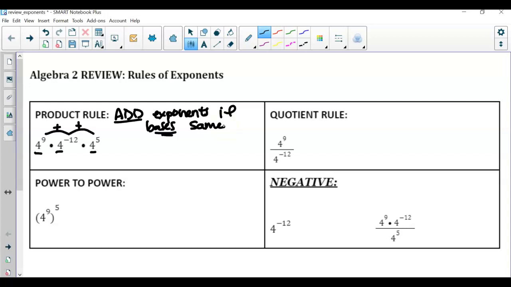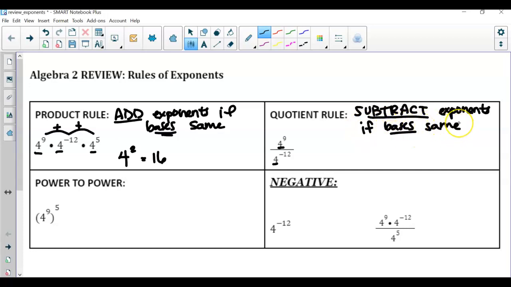So like, for example, in this case, if I were to add my exponents, you would get 4 squared, which is 16. And then the quotient rule. Well, if I'm dividing, we'll think of the opposite. Here, when multiplying, we added the exponents. So here, when we're dividing, we're going to subtract the exponents. But again, we're only going to subtract the exponents if the bases are the same. So again, notice how the bases are both 4. So again, if the bases are the same, we're going to subtract the exponents.